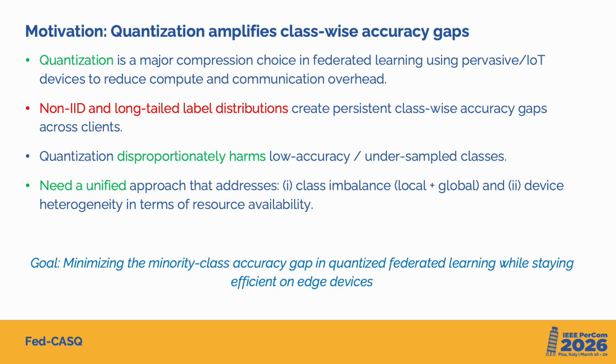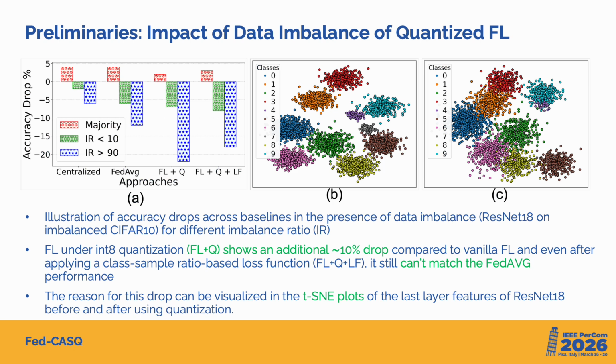So the goal here is to minimize the minority class accuracy gap in quantized FL while staying practical for heterogeneous edge devices. That means the solution must be both resource and class aware. Let's dive into a little detail of our problem setting, backed by some compelling empirical evidence.